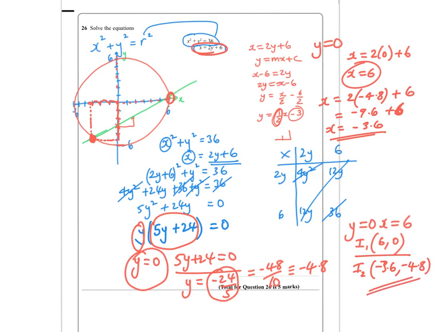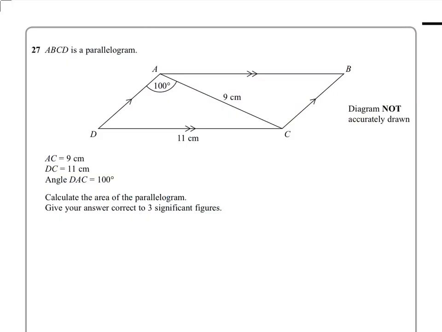So hopefully that's made a little bit more sense to you, and the diagram has helped a little bit. So for this question, we've got to work out the area of the parallelogram and give your answer to 3 significant figures. So, not an easy question to be honest with you, but you know with a parallelogram that this would be 11 centimetres at least, so you can put that in.